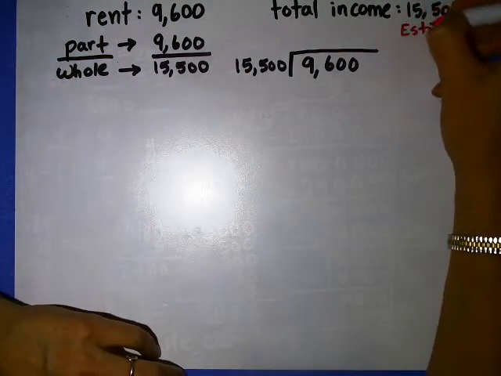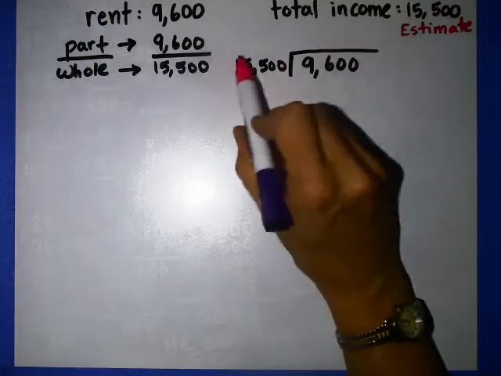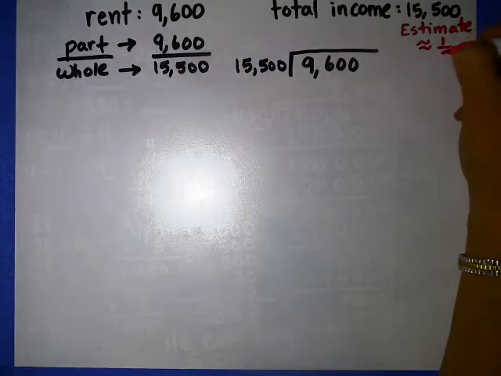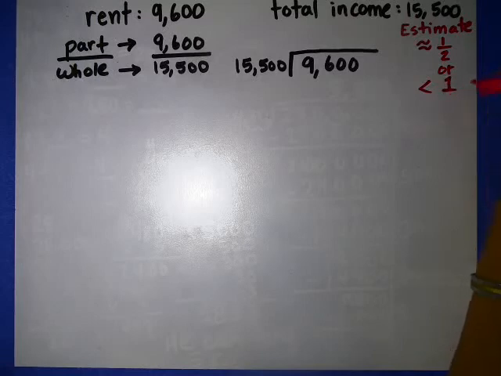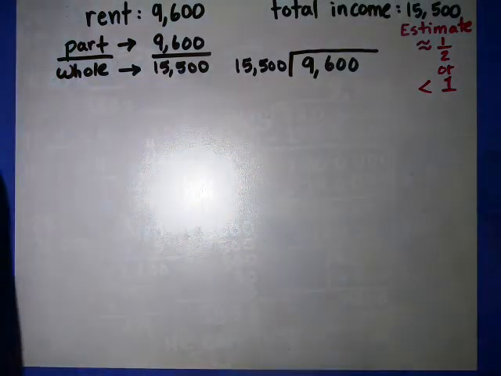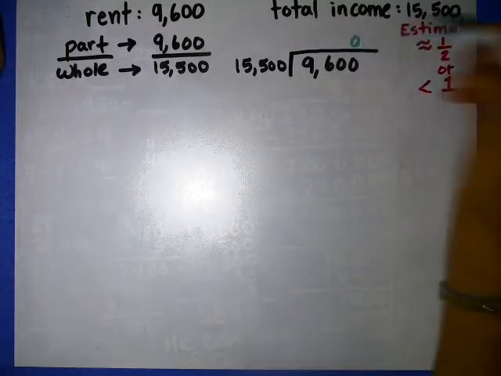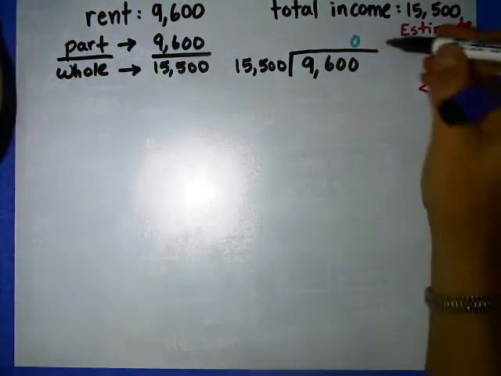My estimate, well, I think at least half of this would go into this, so I'm going to make an estimate that my answer is about half. So I know that it's going to be less than 1. It's definitely going to be less than 1. If I get something bigger than 1, I know I did something wrong. Okay, so this goes in 0 times. But I can't just stop there, because then Miss Crystal is going to say, oh, you didn't do your whole math problem, and she'll make you do more.